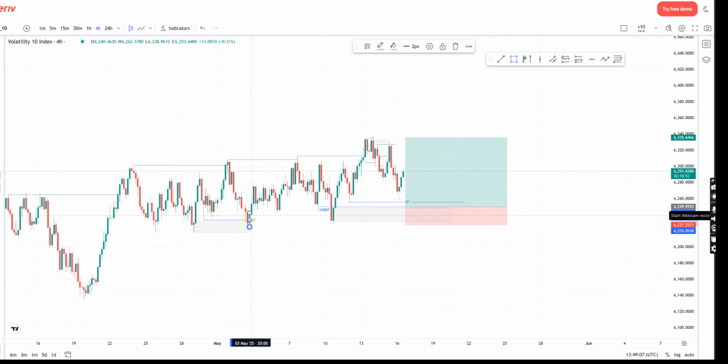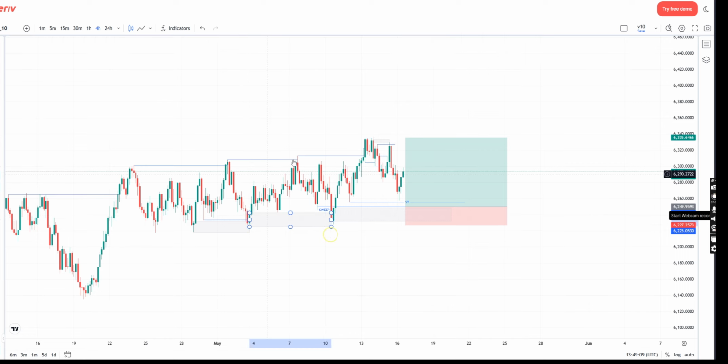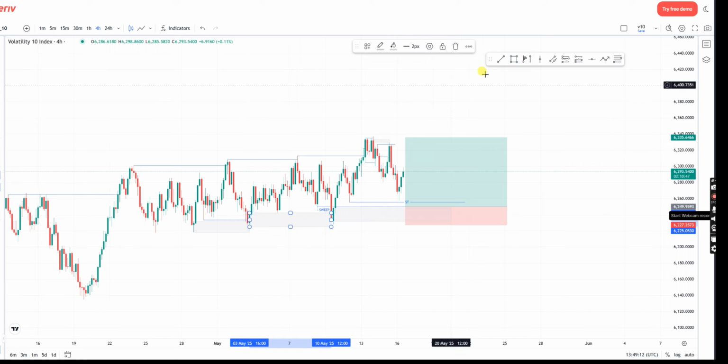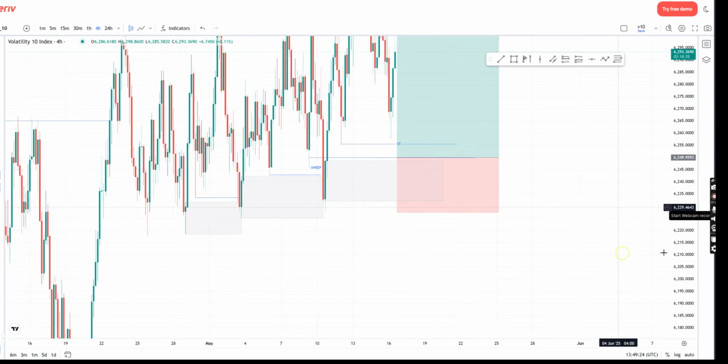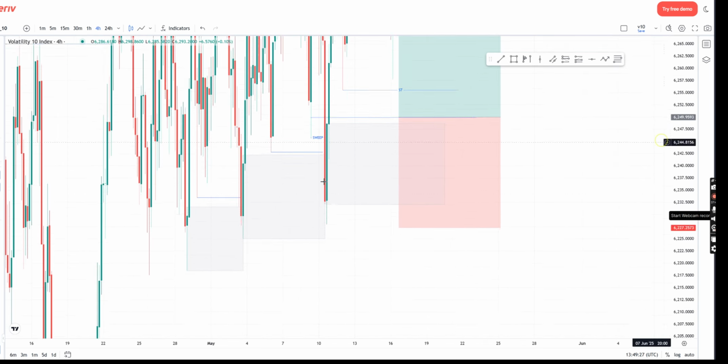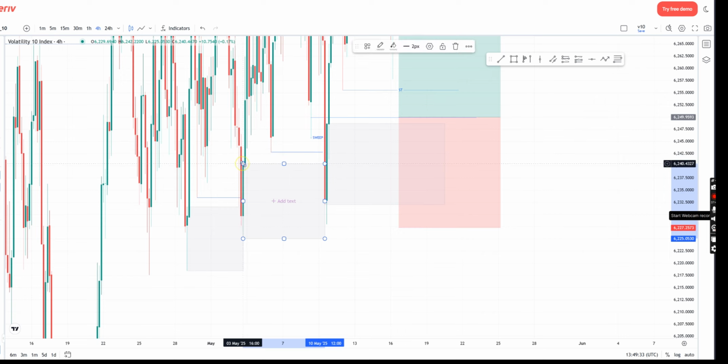And then what did we do? We moved and broke that structure. So this is now my structural liquidity. See, it's very clear here now. You might see it tap into it, but if you look at it very well, it never tapped into it. Even though it tapped into it, I still have a body candle here to trade from. So it just tapped into the wick, but it never even tapped into that wick.